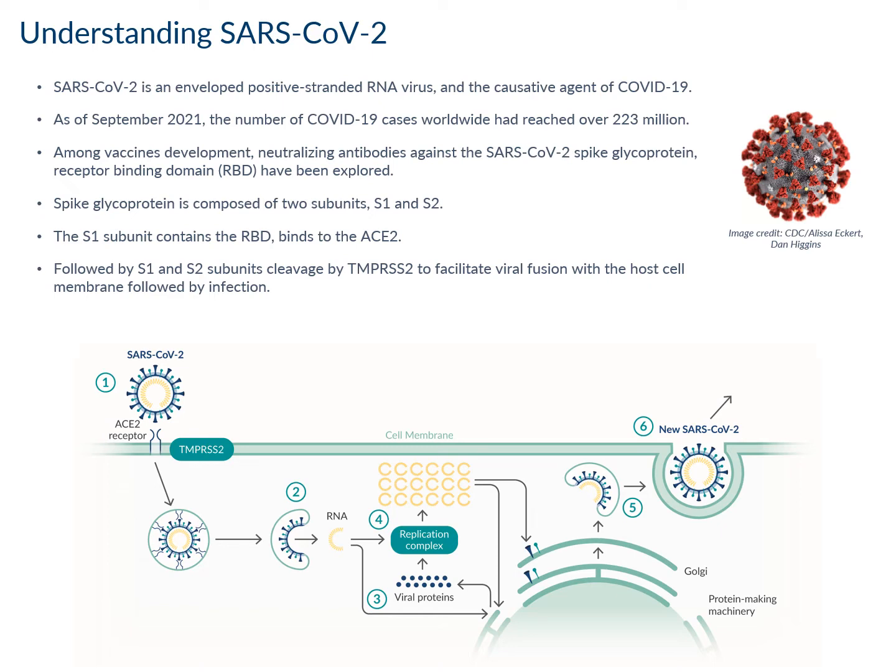Among vaccines development, neutralizing antibodies against the SARS-CoV-2 spike glycoprotein receptor binding domain have been explored. Spike glycoprotein is located on the outer envelope of the virion and is composed of two subunits, S1 and S2. The S1 subunit contains the RBD, which binds to the angiotensin-converting enzyme 2, ACE2, followed by S1 and S2 subunits cleavage by TMPRSS2 to facilitate viral fusion with the host cell membrane, followed by infection.